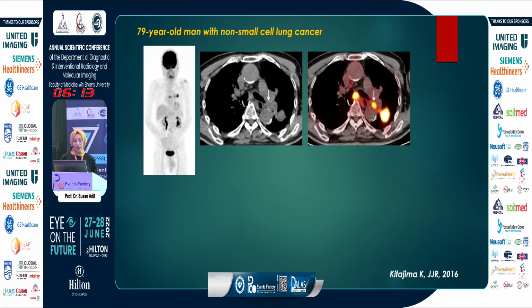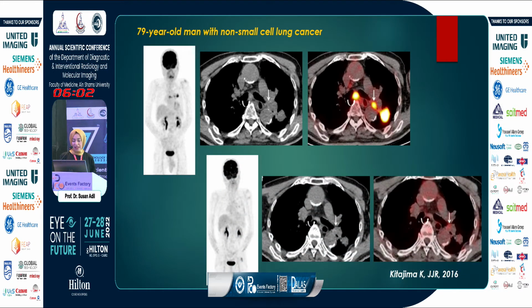Another case with non-small cell left lung cancer associated with hypermetabolic left hilar and subcarinal nodal deposit. After treatment, there is subtle reduction in size, yet with almost complete resolution of the previously detected FDG avidity. So this case is considered a complete metabolic response rather than partial response.